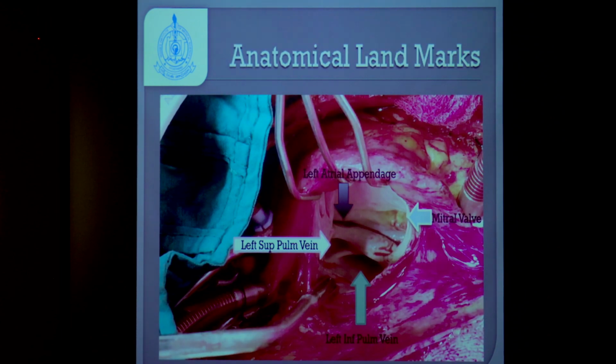In this case, this is one of those rare cases in which I could see the entire pulmonary veins, the left atrial appendage, and the mitral valve. Why is this picture important? This is the only thing that a surgeon can see.